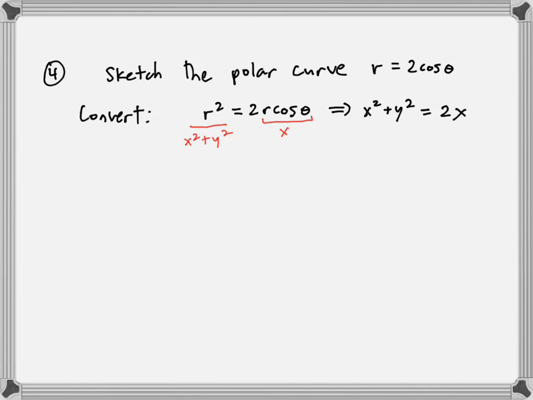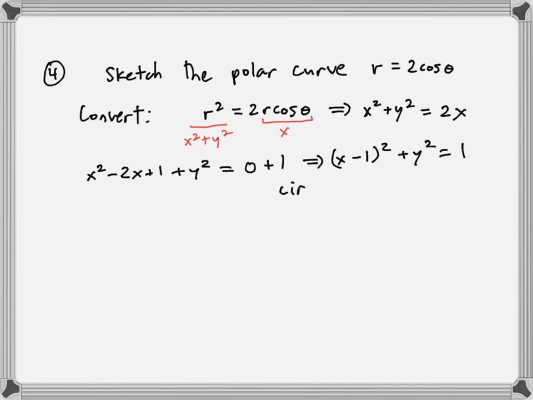What kind of equation is this? It would help if we know what this looks like, for those of you that remember your pre-calculus or algebra. If I complete the square here, adding 1 to both sides, what I end up with is x minus 1 squared plus y squared is equal to 1. So this is actually a circle. The radius is 1, and the center of the circle is 1, 0.